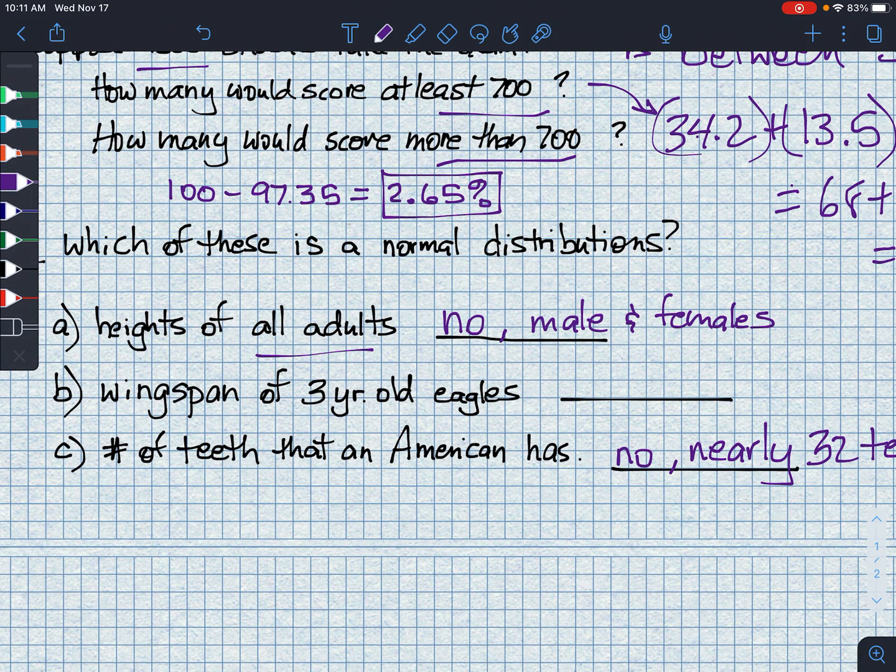What about the wingspan of 3-year-old eagles? And eagles, that's actually a mature eagle, an older eagle. And so yes, you will find this would be expected to be a normal distribution. And you don't need to know anything about eagles. You just need to know that a 3-year-old is not a juvenile eagle, right? It's no longer growing its wingspan. So those are tricky questions, and you need to kind of think about the problem and think about what types of characteristics are in those sets of data.